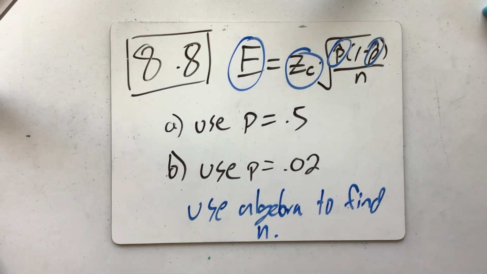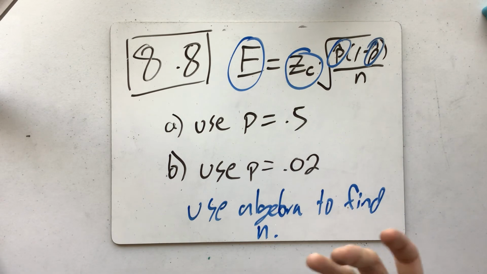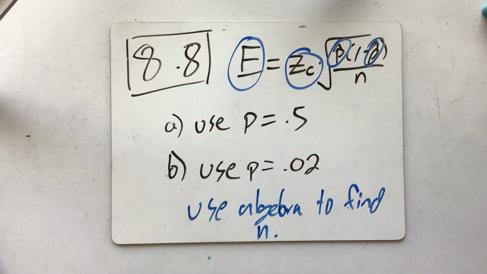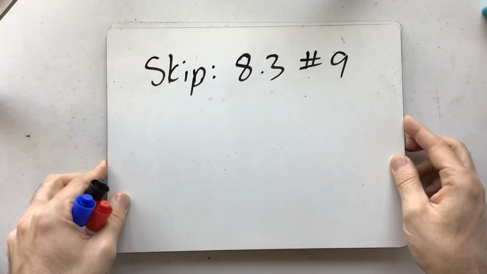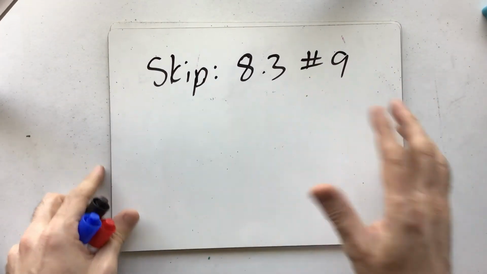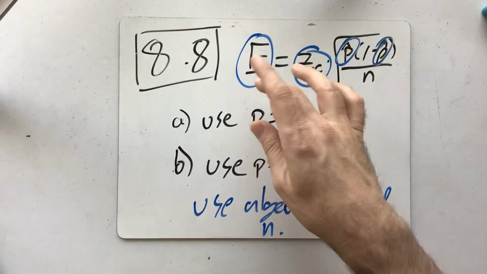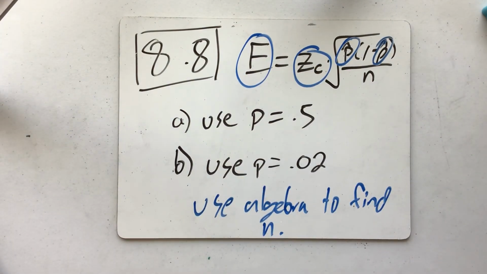I decided that this is a problem that can be cut, so I'm not going to do 8.8. There's one problem on the homework that is similar to that, and it's 8.3 number 9, so you can skip that problem. So this one example and this one problem you can skip, but you need to know how to make confidence intervals, you need to know how to do the rest of the homework problems, and you need to know how to do problems like 8.7.